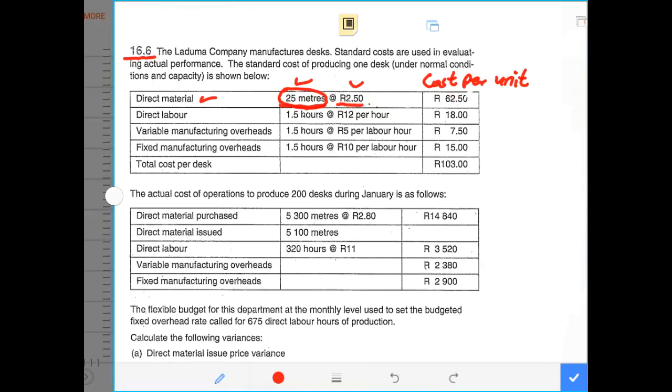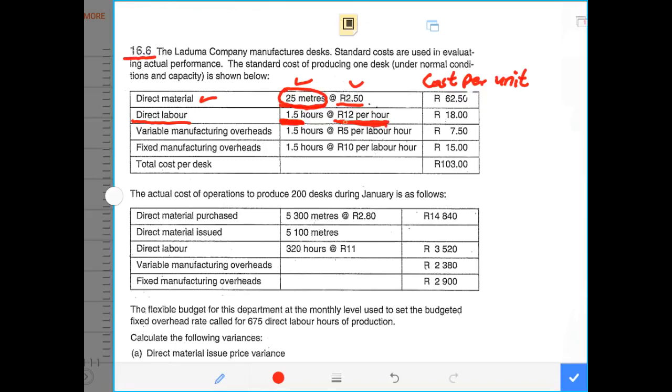Then it further says that our direct labor is 1.5 hours at 12 rand per hour. Therefore, the standard labor hours per unit is 1.5. When I say standard labor hours, I'm referring to the number of hours that it takes to complete 1 unit, which is 1.5. That means it takes 1.5 hours to complete 1 unit, and employees are paid 12 rand per hour.